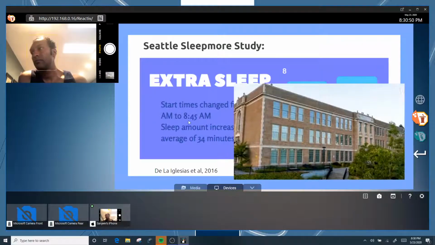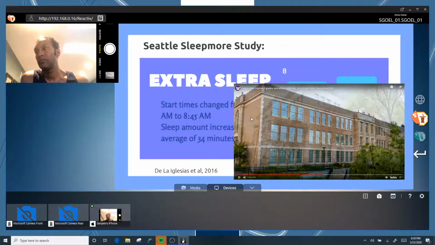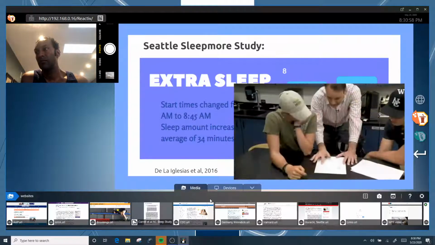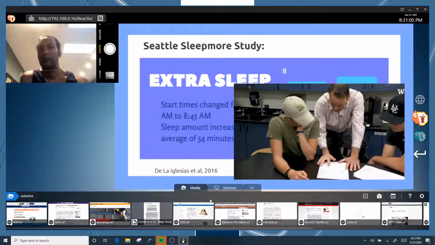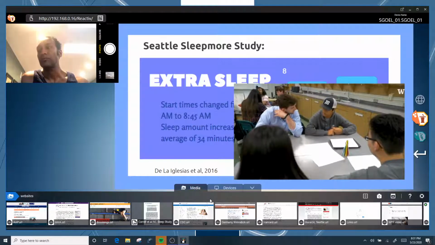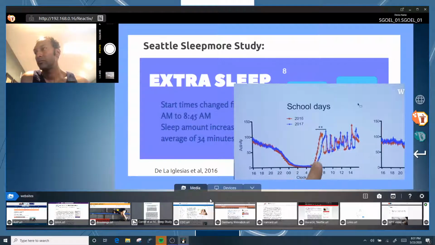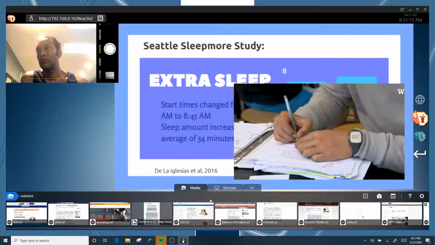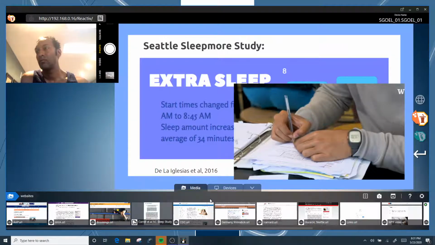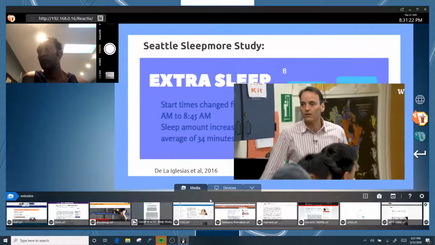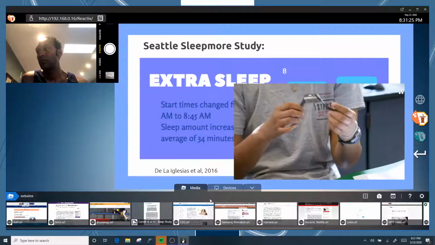The schools were Roosevelt High School, and the other school is Franklin High School. So what we saw is the students were waking up about 45 minutes later, but they were not necessarily going to bed later, and the net result was that they increased their sleep in about 35 minutes. Adding 35 minutes of sleep is really a significant increase. We confirmed there was an increase in their grades in those classes that we studied. We also found that the students are more alert, so they feel overall less sleepy.